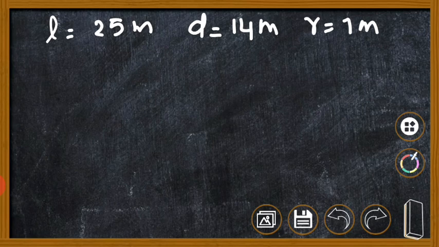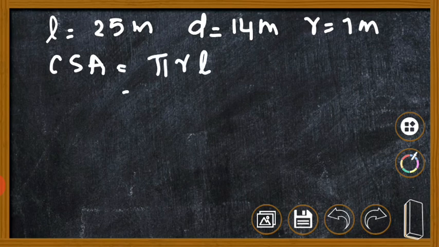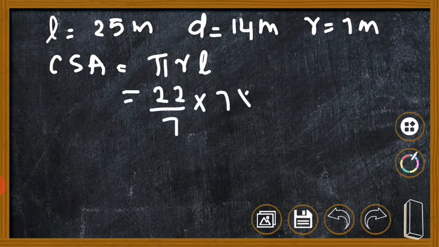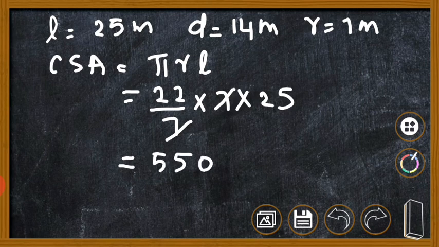So first you calculate its curved surface area. What is the formula? CSA is equal to pi RL. So 22 by 7. Radius is 7. L 25. So 7 we can cancel. So remaining 22 into 25 you will get 550 and what is the unit? Meter square. So CSA, you know what is that? 550 meter square. And then next you have to calculate the cost.